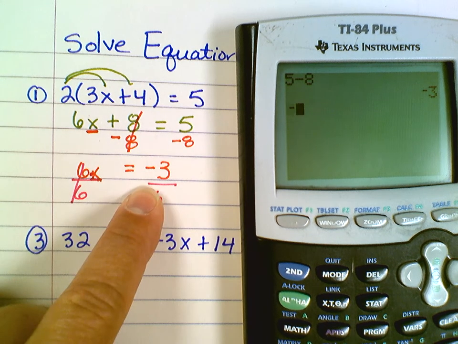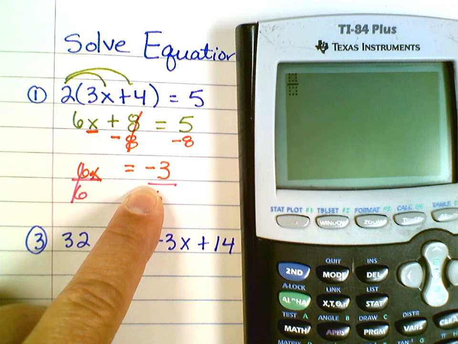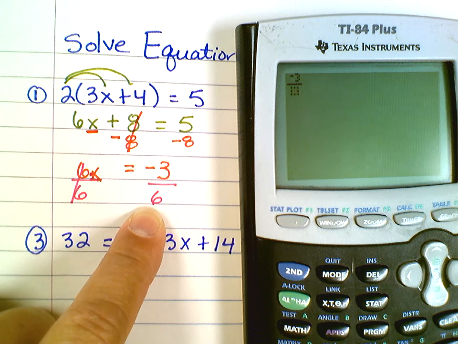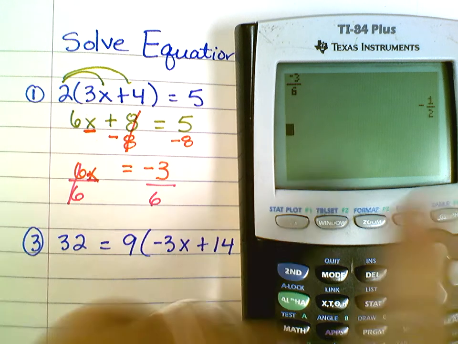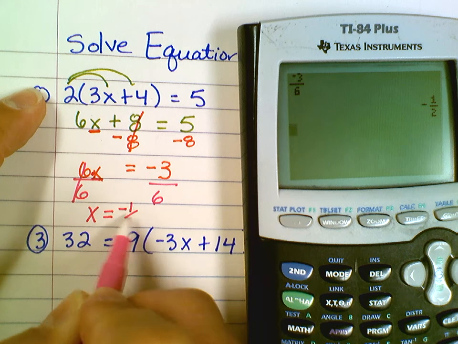So I have negative 3. Let's do it this way. Negative 3 divided by 6 is negative 1/2. So x equals negative 1/2.